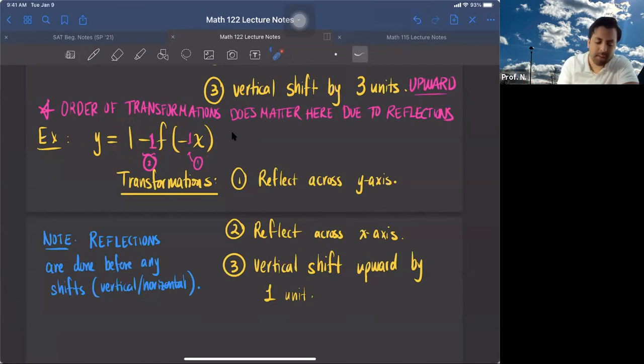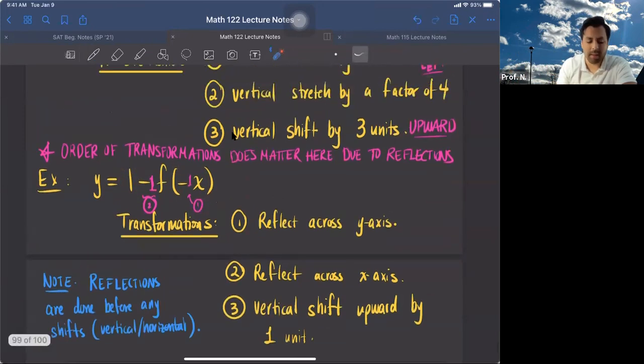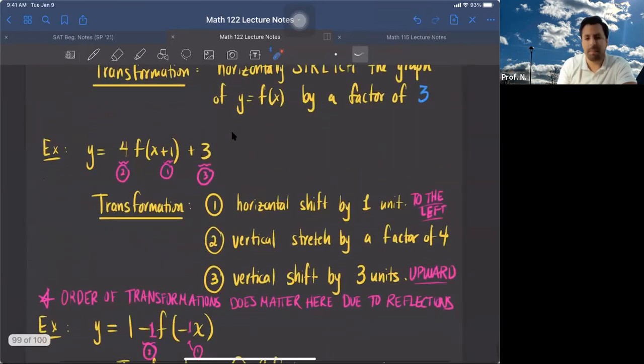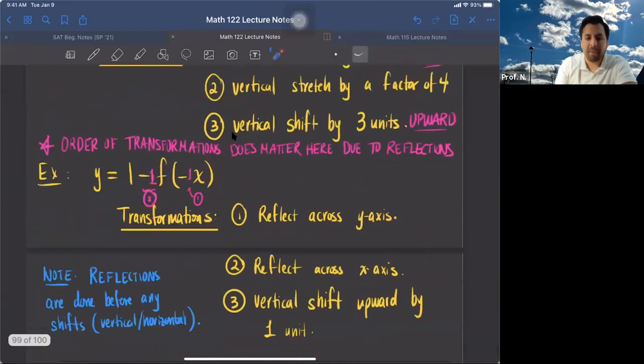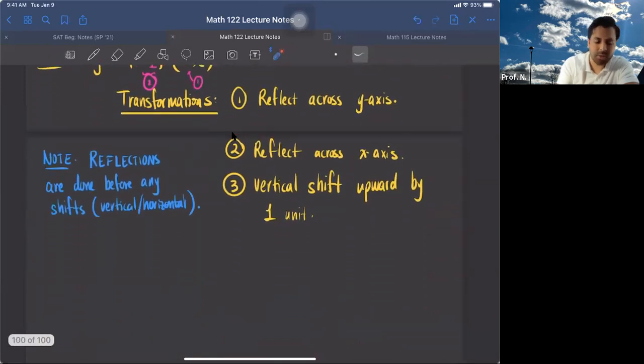And you can think of it as, what happens if I vertically shift first? What if I vertically shift first and then reflect? If I do that, the result will be different from if I were to reflect first and then shift. They would produce different graphs. Whereas in the previous case, it didn't matter what the order was. It would still produce the same graph at the end. You're not sure how it's, oh, probably not sure. Okay.